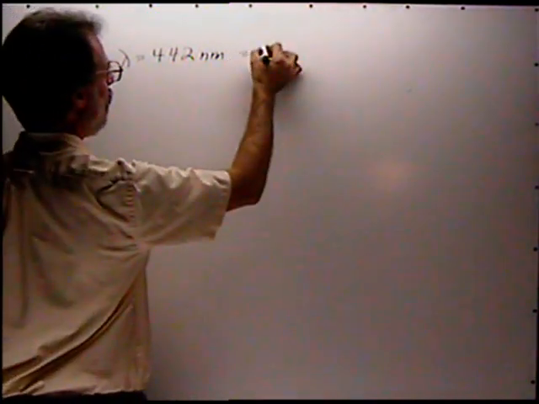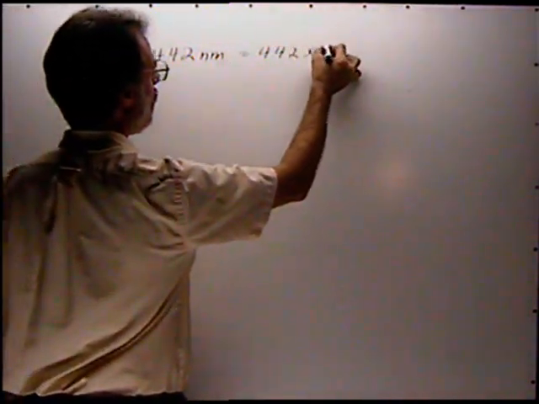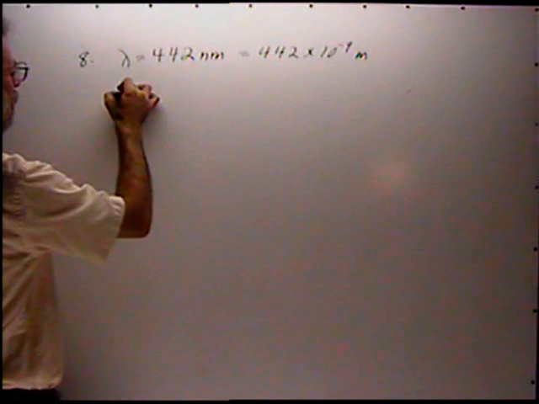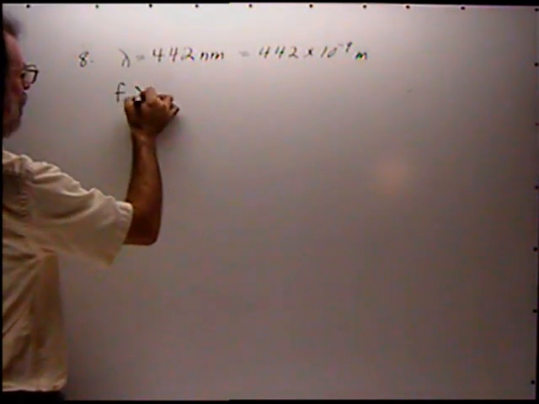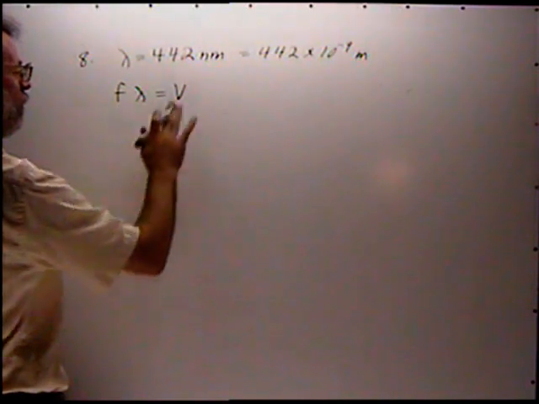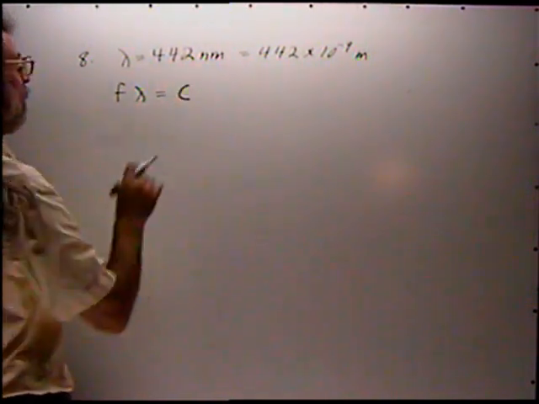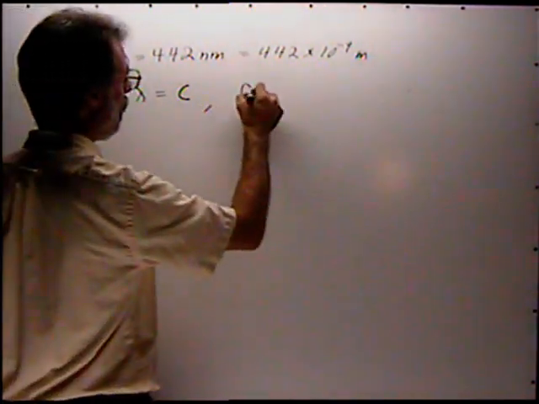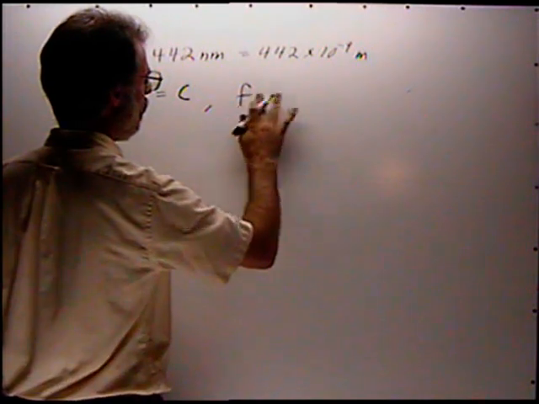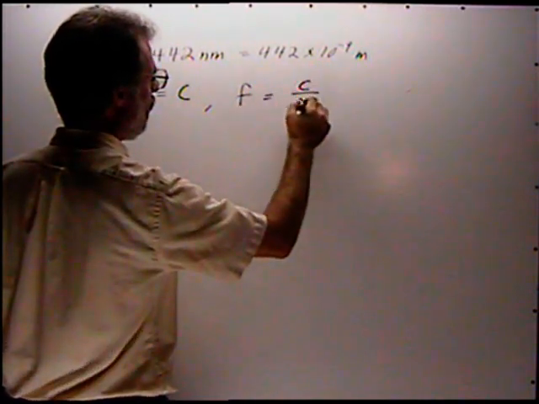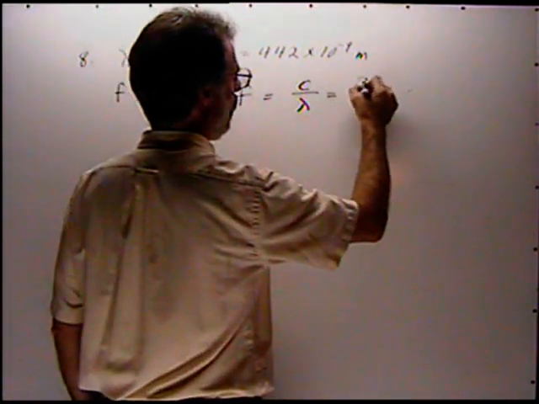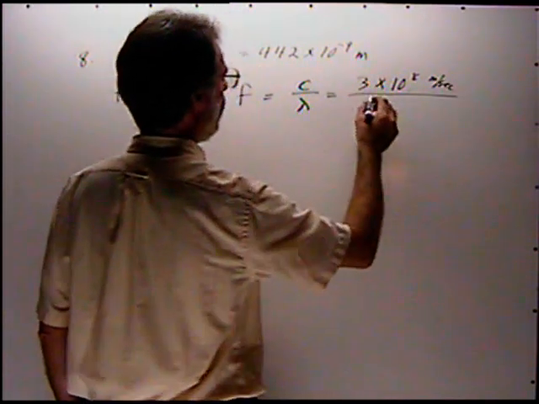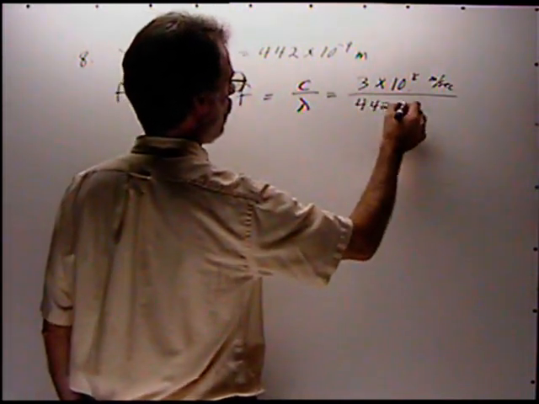Well, the wavelength is 442 times 10 to the minus 9 meters. So remember that the frequency times the wavelength equals the velocity, and for light, the velocity is the speed of light. So the frequency is therefore the speed of light divided by the wavelength. The speed of light is 3 times 10 to the 8th meters per second, very fast, divided by the wavelength, 442.